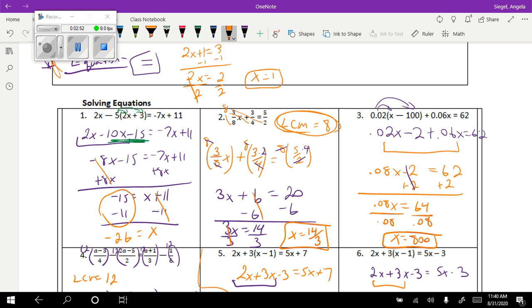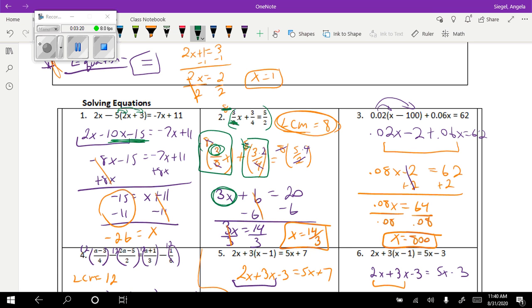Once I figure that out, I'm going to multiply this whole thing by 8. And what I like to show in my work is how I do it to each term here. So I multiplied 8 times 3 eighths, and notice those 8s cancel out, and I'm left with a 3. So that's where that 3x is coming from.